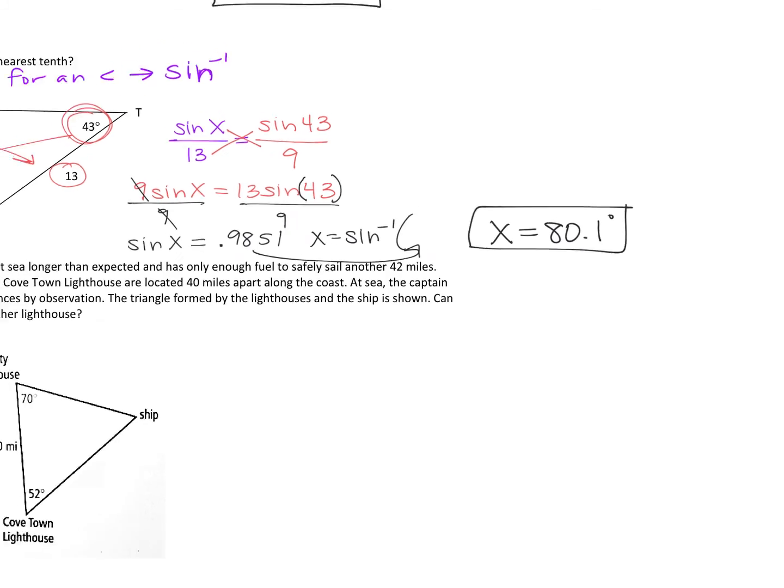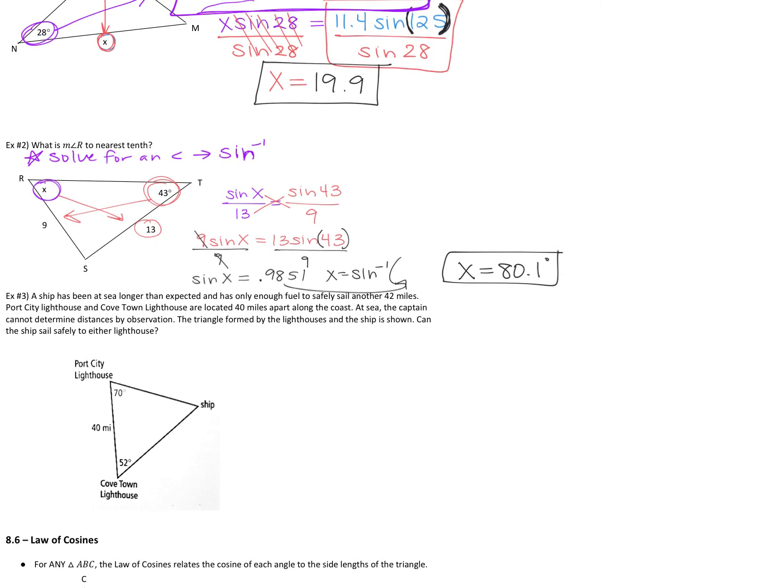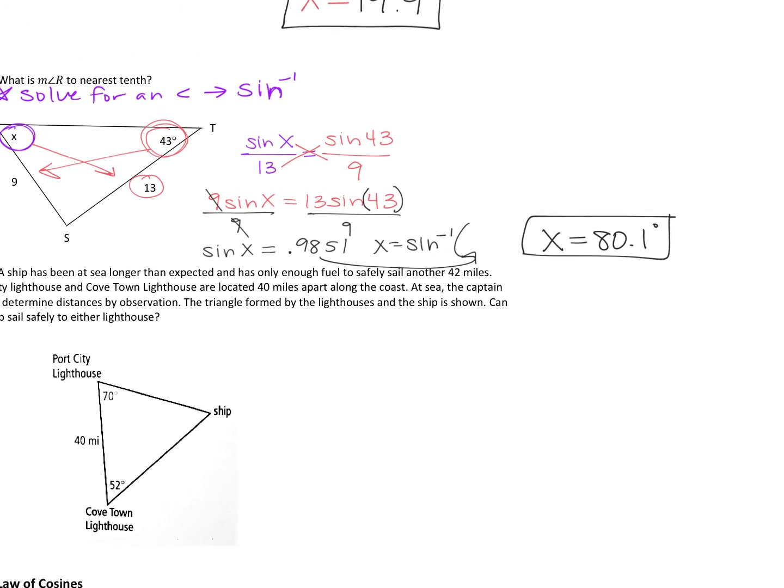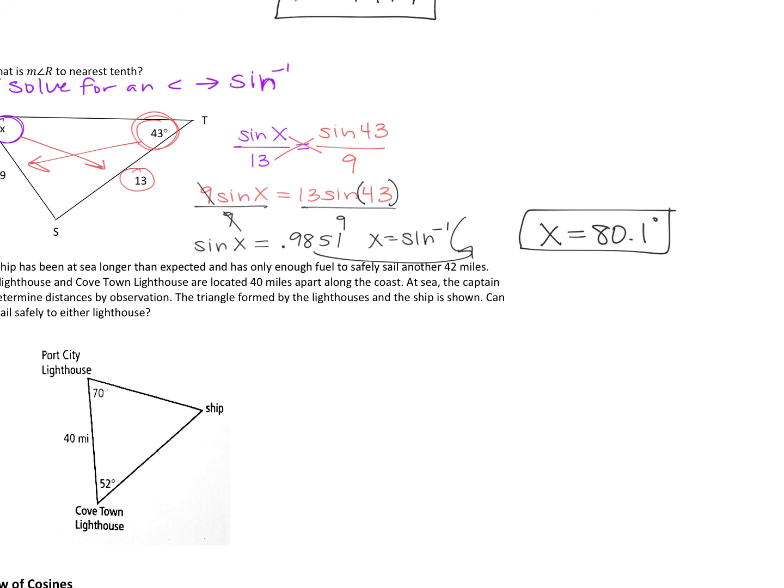Okay, questions on that? Okay, so refresh my memory. If you solve for an angle, you use what? The inverse, right? Sine to the -1, okay? If you solve for a side length, don't use the inverse, okay?